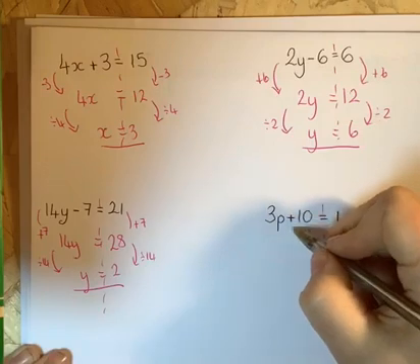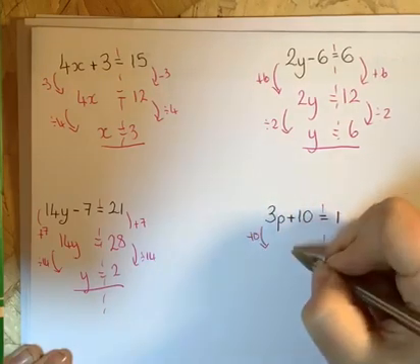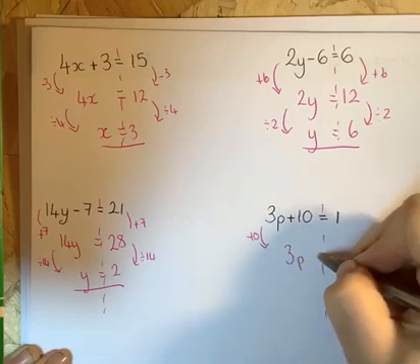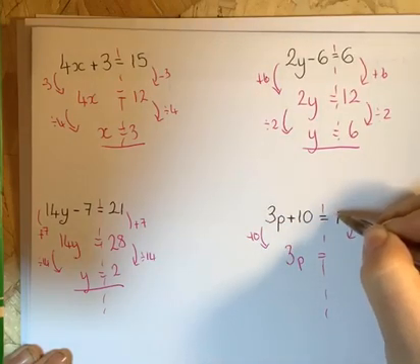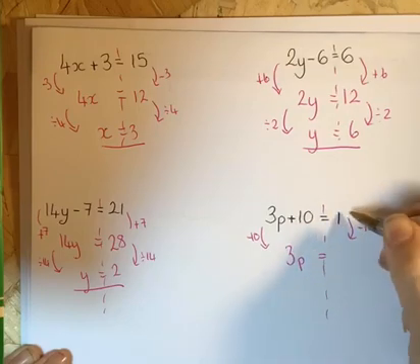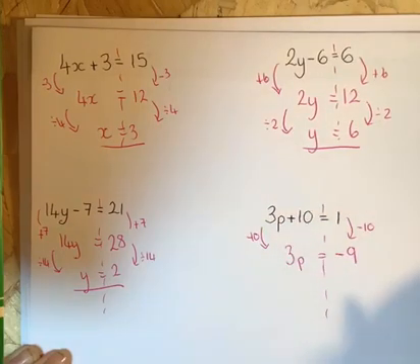This last one here then, okay, so we need to make p by itself in this case. So we're going to subtract 10. So if we subtract 10, that makes 0. So subtracting 10, 3p. And then here we've got 1 take away 10. Okay, so we know that that's going to be a negative number. It's going to be below 0. So 1 take away 10, we've got negative 9.